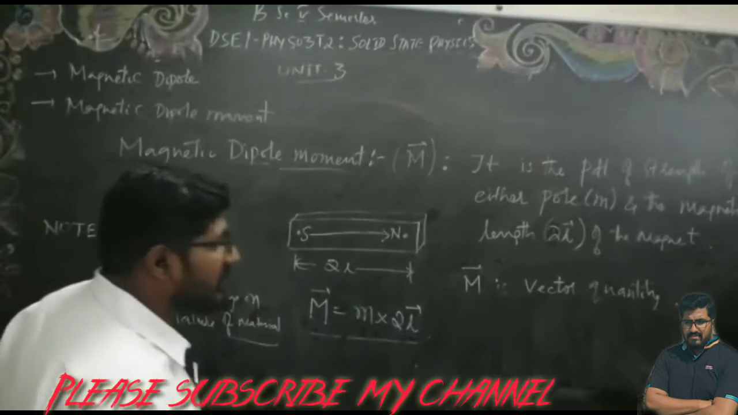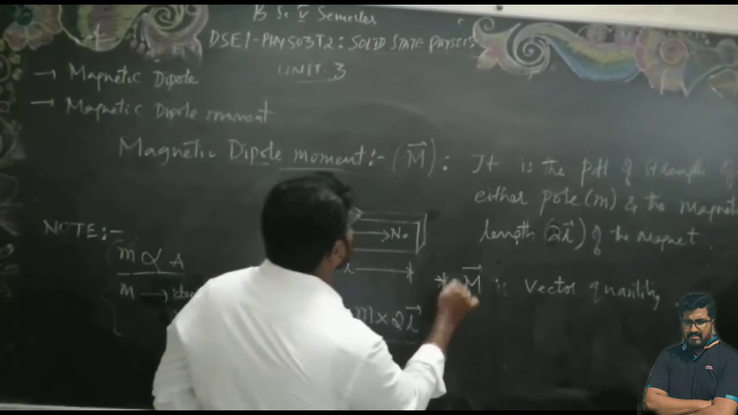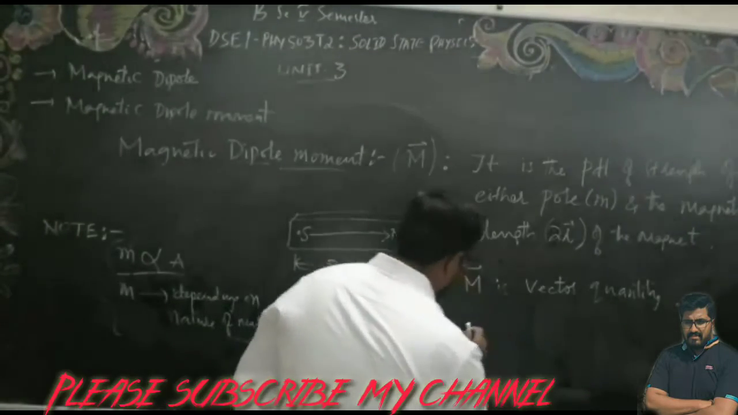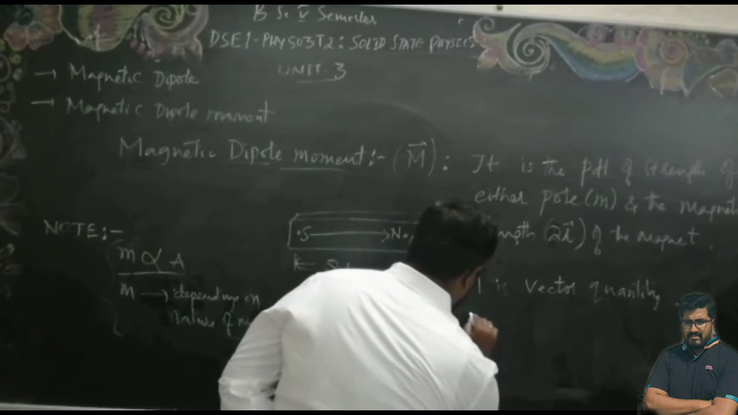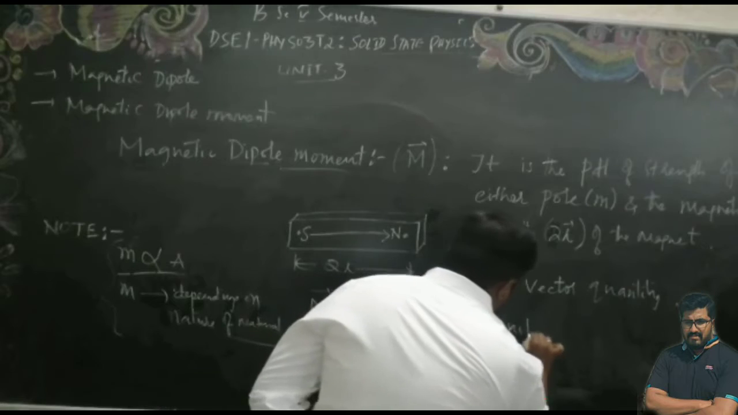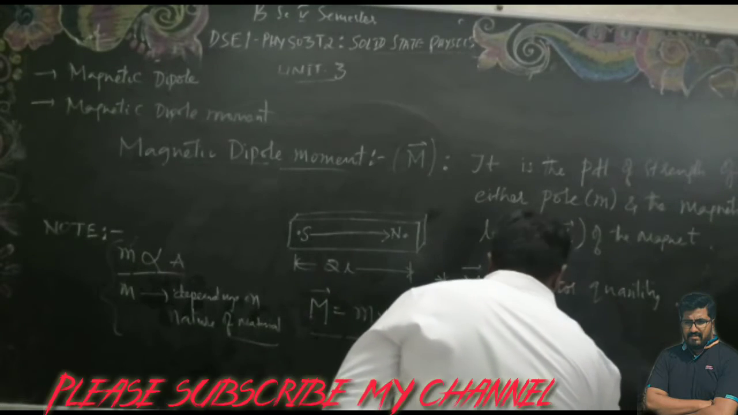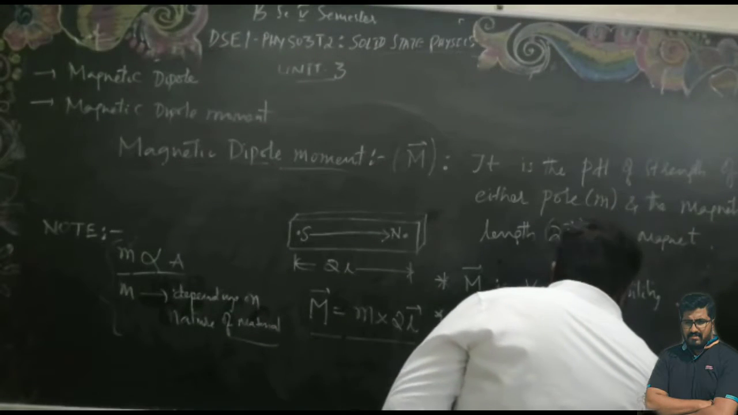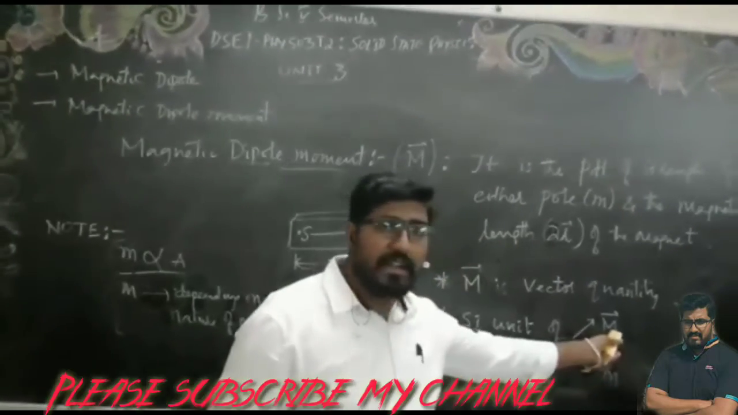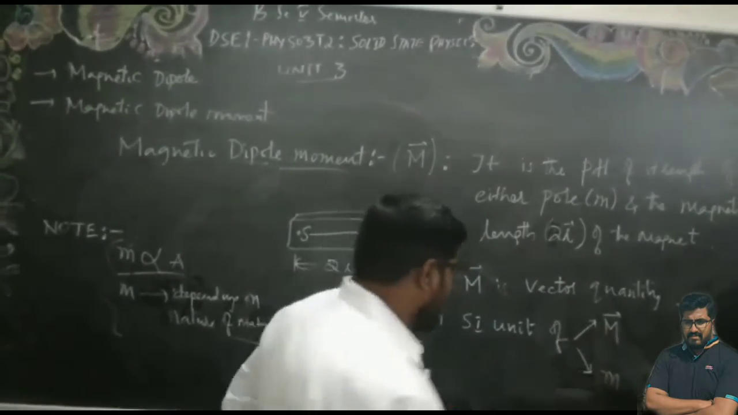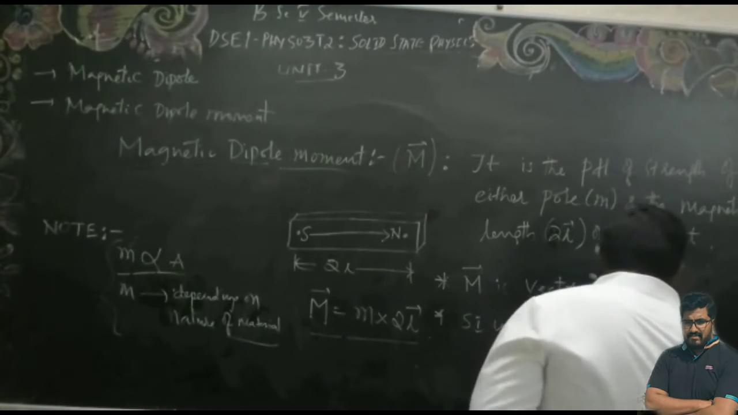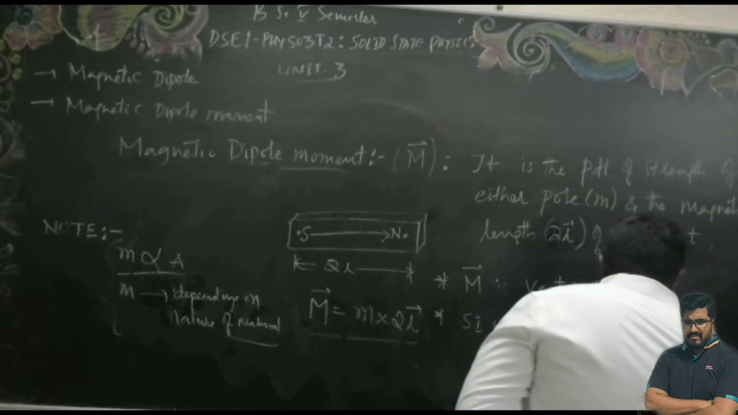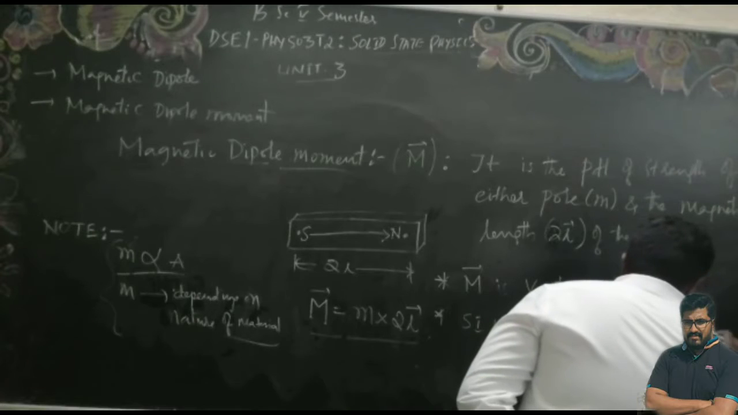What is the unit of the magnetic dipole moment? Just write the SI unit. Capital M represents the magnetic dipole moment, and small m represents the pole strength. So, what is the unit of the magnetic dipole moment? It is joule per Tesla.